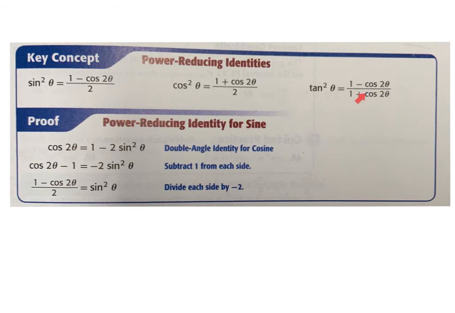So they always work the same. Tangent's always sine over cosine, okay? They give you the proof, but you don't have to know the proof. I would just memorize these personally if I were you. So let's use it.